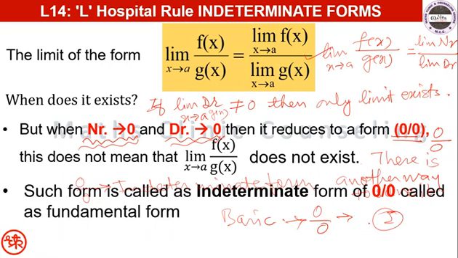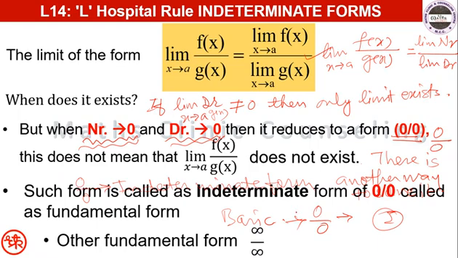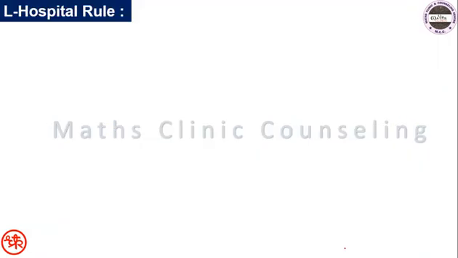Similarly, there are other forms. The other fundamental form is infinity by infinity. If limit of numerator is infinity and limit of denominator is also infinity, it gives infinity by infinity, and this is another fundamental form. There are other forms also which can be reduced to these fundamental forms.